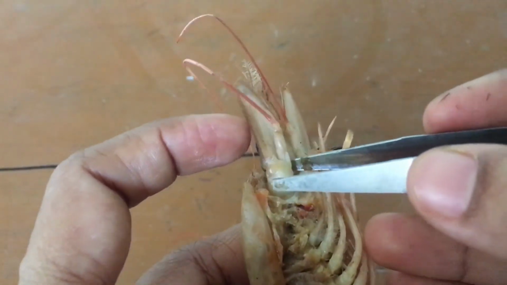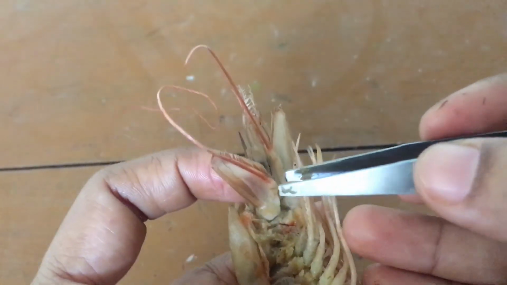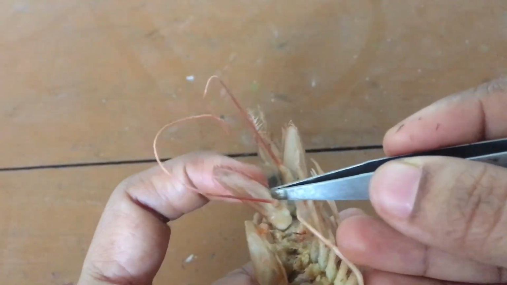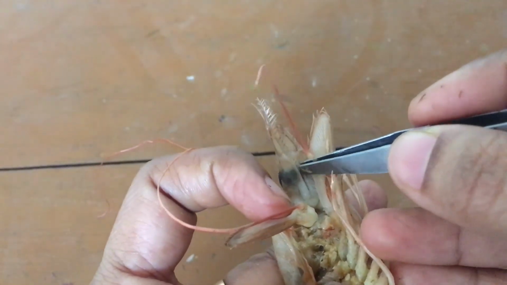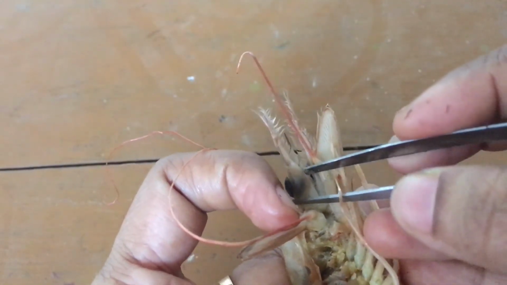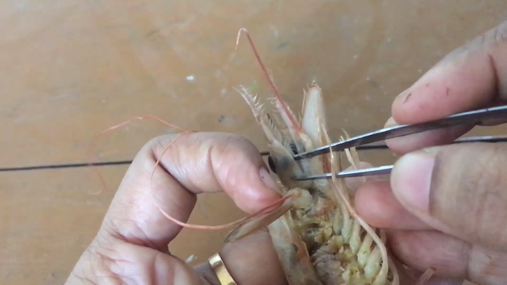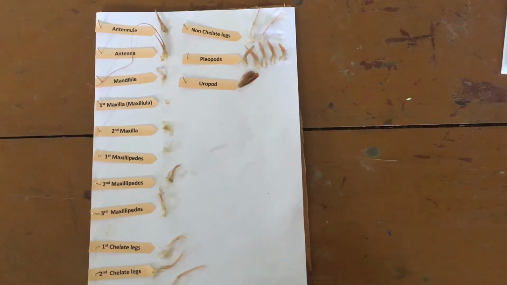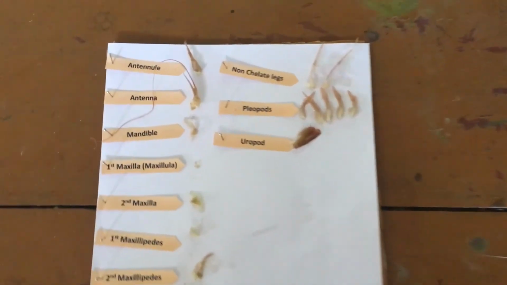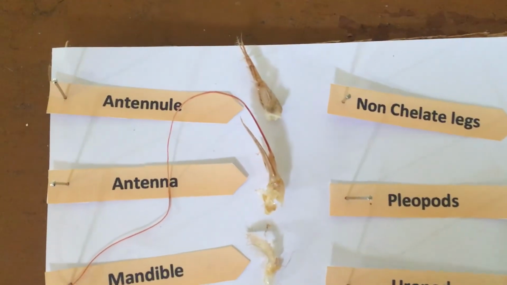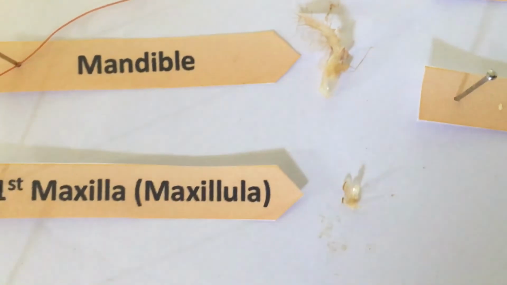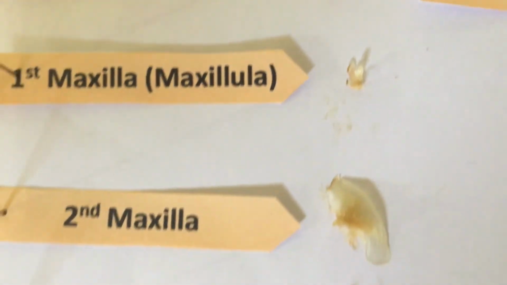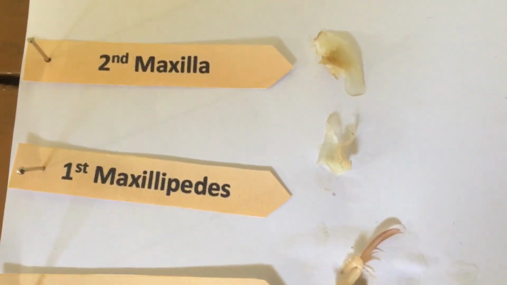Next we are going to pluck out the antenna. That appendage has a long, filament-like, whip-like portion. That is the antenna, and behind that we can see the antennule, very close to the eye. That too I have plucked out and fixed against this flag. So all the 19 appendages we have now plucked out and flag-labeled very neatly. I think that's clear to you at its root level.